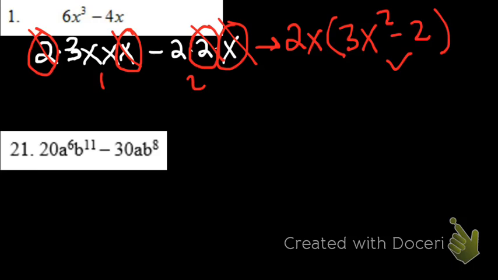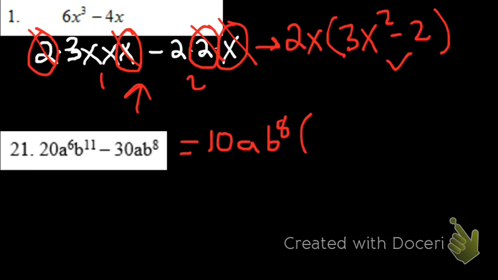Number 21, the next one. Look for a GCF. So, you don't have to use the method we did up here and factor everything completely. You could probably pull out the GCF in your head. So, look at 20 and 30. What's the greatest common factor between them? 10. And then a to the 6th and a. The greatest common factor would be a. And then b to the 11th and b to the 8th. The greatest common factor would be b to the 8th.